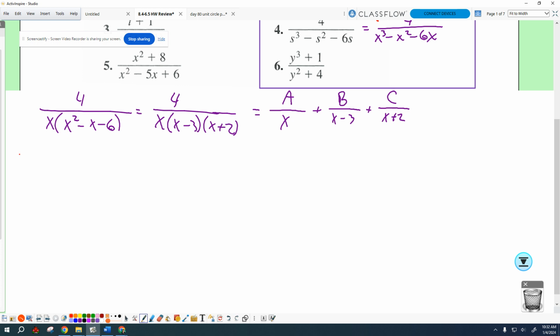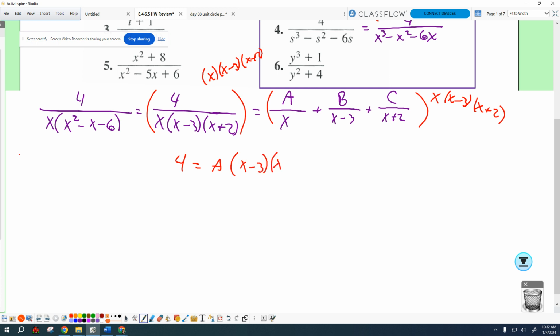Austin, next step. Multiply by the stuff in the denominator. And I get 4 equals A times this stuff and B times that stuff and C times this business. Ivy, what would you do next?